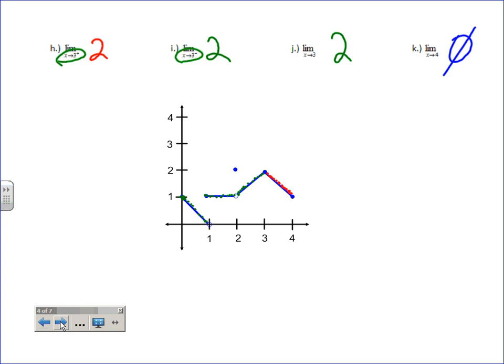I chose a piecewise just to have you practice that again, and I wanted to get that point just hanging out there. That's pretty much the limit process. What are you getting closer and closer to as the x gets closer and closer to the value it's asking? What does y do?